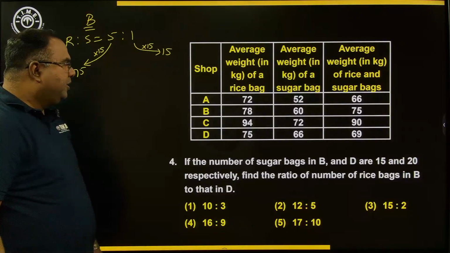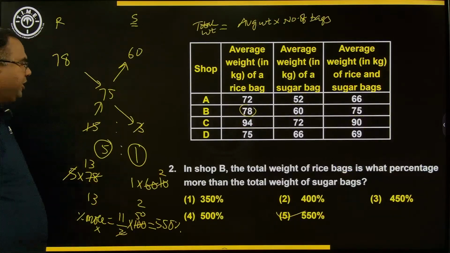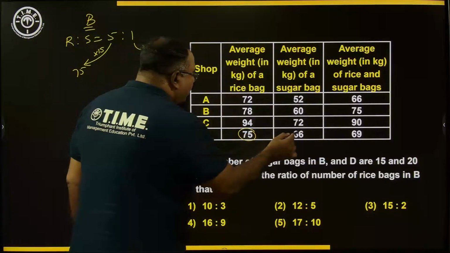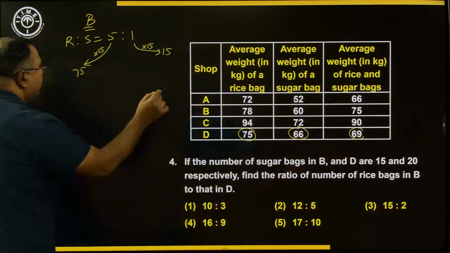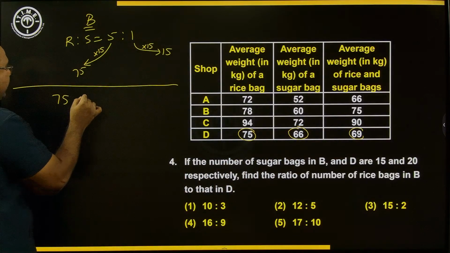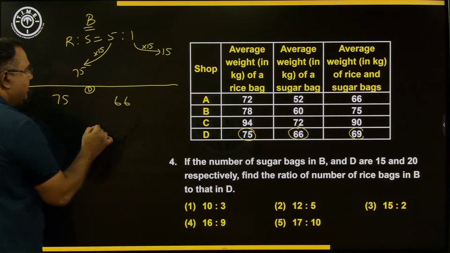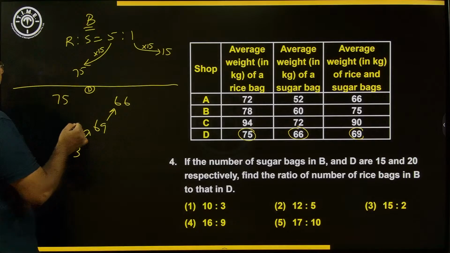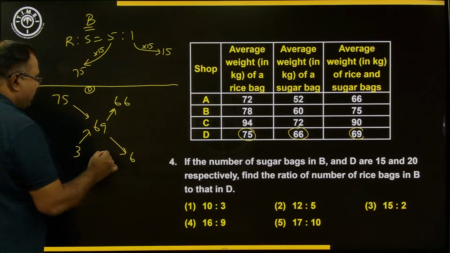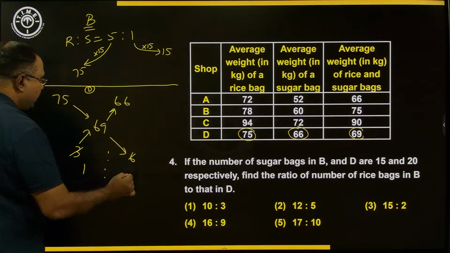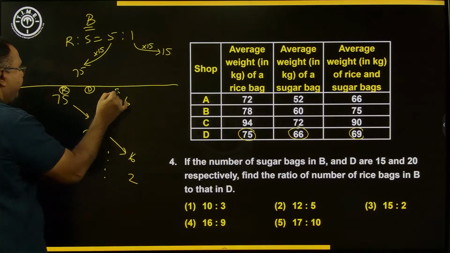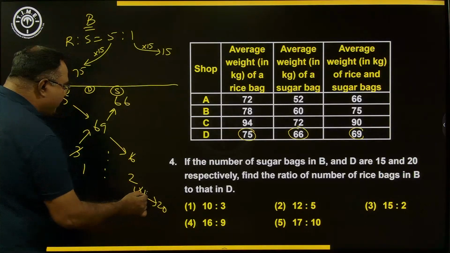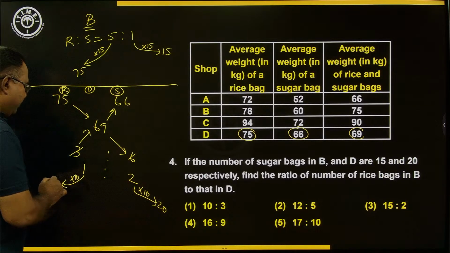What is the other one? D. We have not calculated D yet, so we'll calculate here. D is how much? The highest is 75, the lowest is 66, and the average is 69. So the difference is 3 on one side, and 6 on the other. These two are in what ratio? 1 is to 2. This is rice and this is sugar. Now, sugar bags is given as 20. 2 parts is 20, so each part is 10.